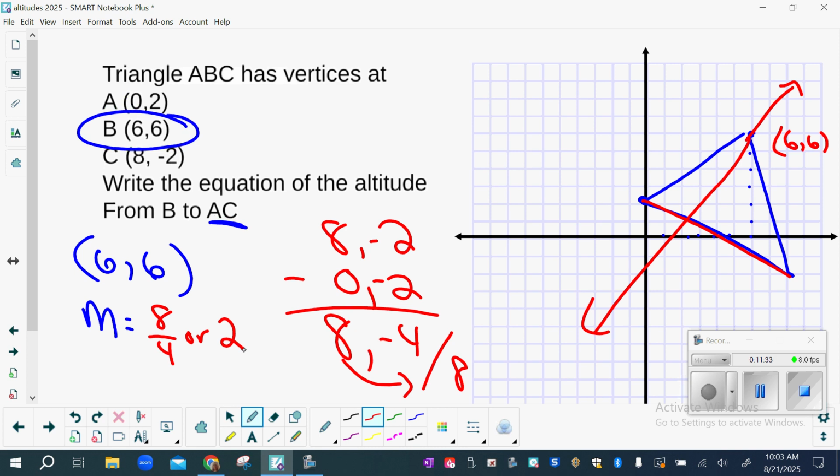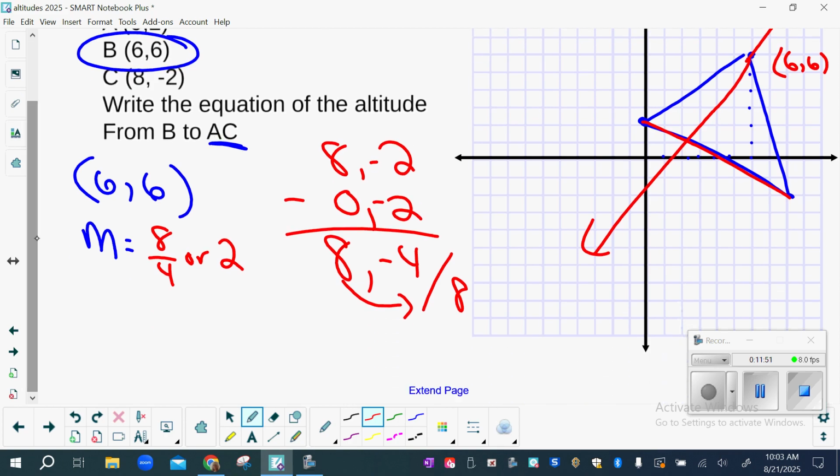Am I good? Did you get 2? Did you guys get 2? I got 2, right? 2 for the slope. Because I got -4 over 8, and then I had to flip it and make it positive 8 over 4. Yeah? Okay. Light work now. Light work. All I'm going to do is genuinely use this dude and use this dude.